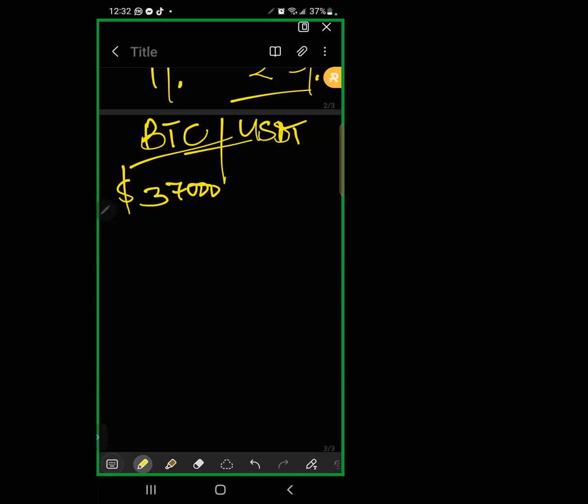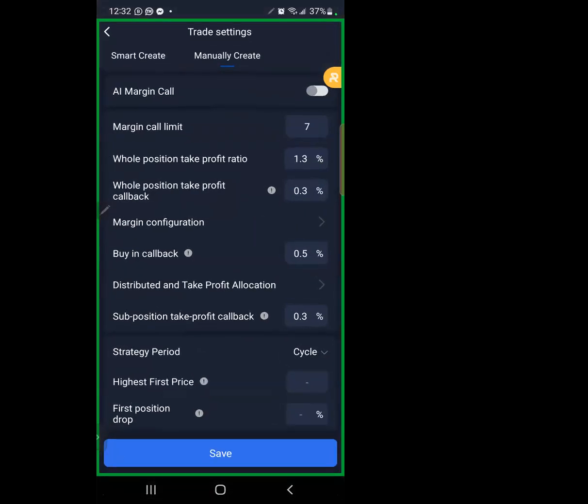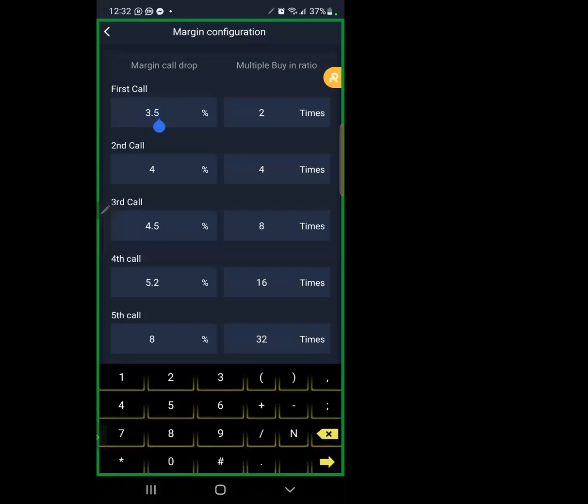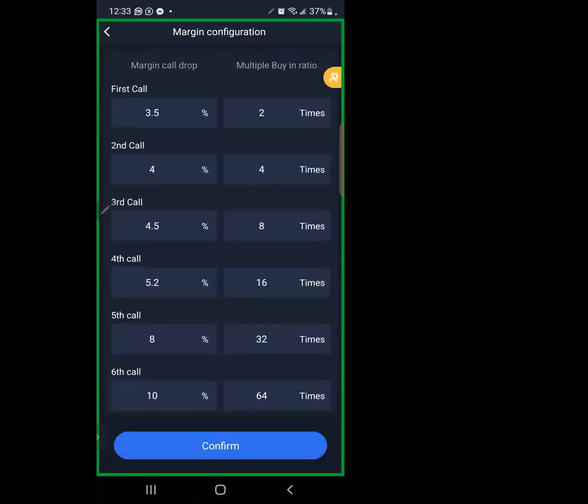I've given my robot margin calls. I don't know how much money you are trading with. That's not the point today. Now, the callbacks. Let's go to margin configuration. Let's assume these are my margin configuration. I've told the robot the first call buy it at 3.5, the second call buy it at 4.4%, the third buy it at 4.5, the fourth buy it at 5.2, the eighth buy it at 8%, and keep doing that. As my parameters, I've designed them, for example.